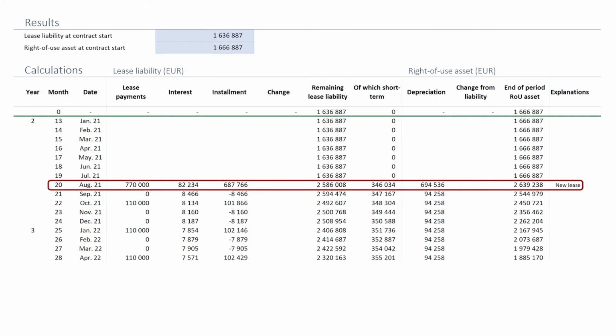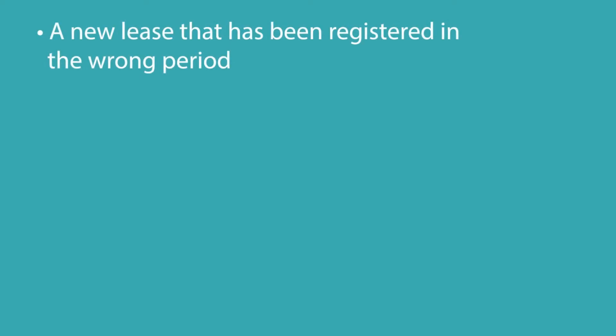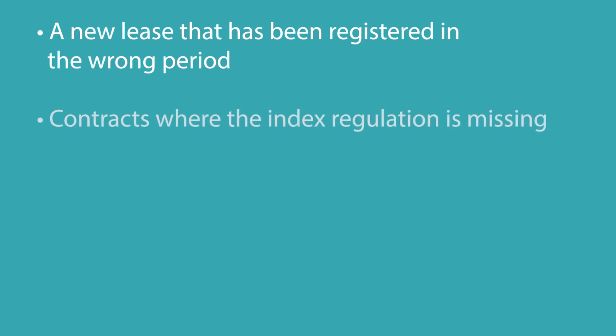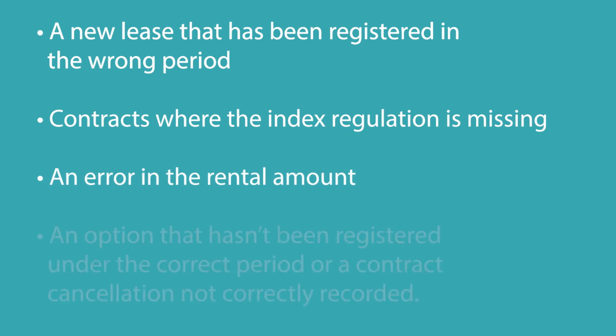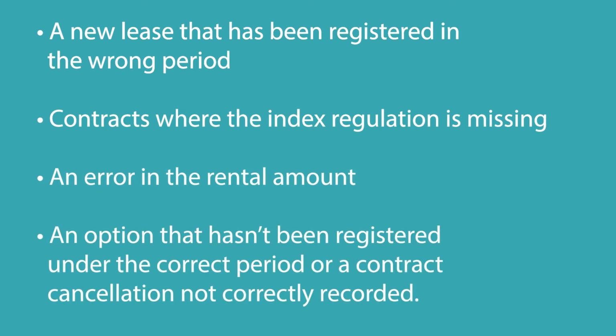Examples of what this function is useful for is a new lease that has been registered in the wrong period, contracts where the index regulation is missing, an error in the rental amount, an option that hasn't been registered under the correct period, or a contract cancellation not correctly recorded. Customers who have the Pro version automatically get this upgrade. For all other customers, we can help correct errors when you use the new functions.